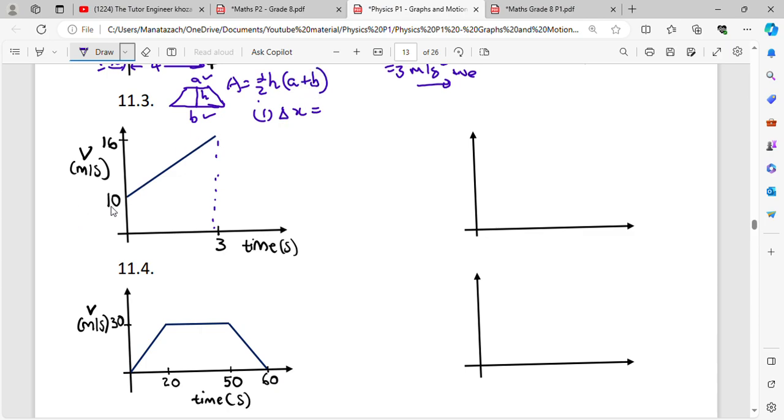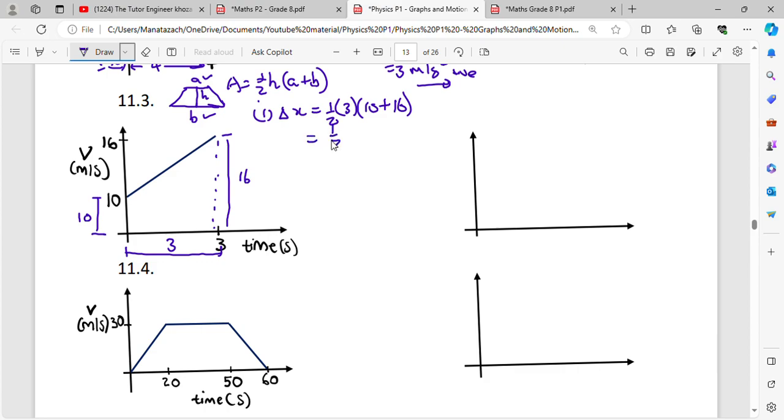We're going to apply the same principle. Here, our A will be 10 and our B will be 16, and then our H will be 3. So I'll have half, H is 3, then A is 10, B is 16.